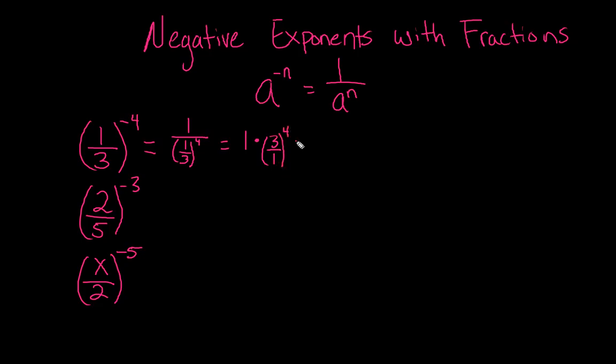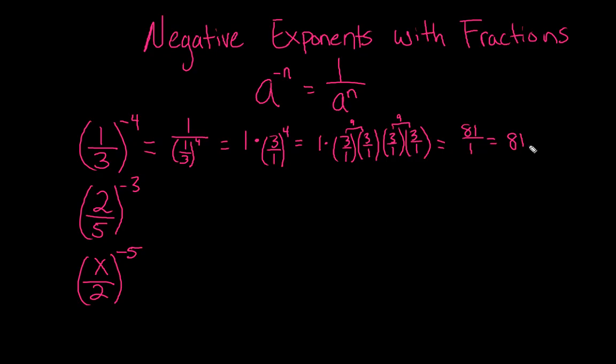the 4th power. And if we were to write that out longhand, it's just 1 times 3 over 1 times 3 over 1 times 3 over 1 times 3 over 1, right? It's just 3 over 1 multiplied 4 times. That's what the exponent tells us. And if we evaluate this, we get 3 times 3 here is 9, and 3 times 3 here is 9, and then 9 times 9 is 81 over 1 with the result of 81. So that is that fraction to the negative exponent of negative 4.